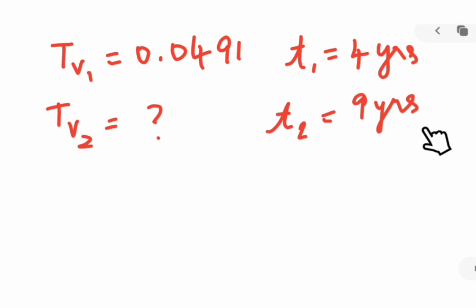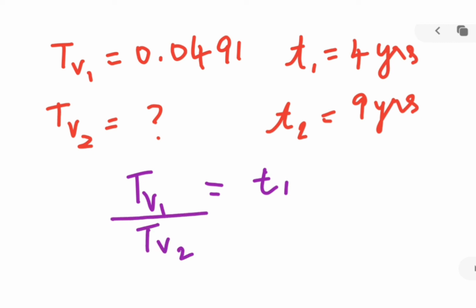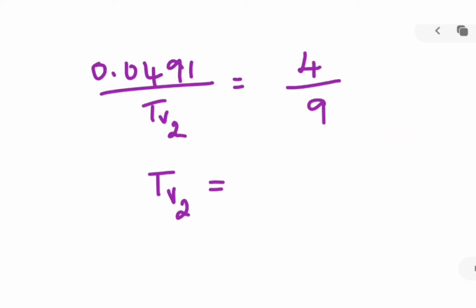For 9 years, what is TV2? For that we are going to use the relationship that TV is directly proportional to t. Therefore TV1 divided by TV2 equals t1 divided by t2, because it is directly proportional. By using this relation, we can substitute and find the TV2 value. We know TV1, t1 and t2. After substituting, we will get TV2 to be 0.11044.